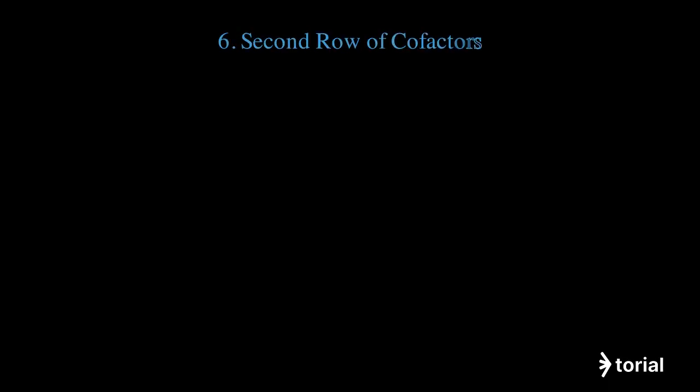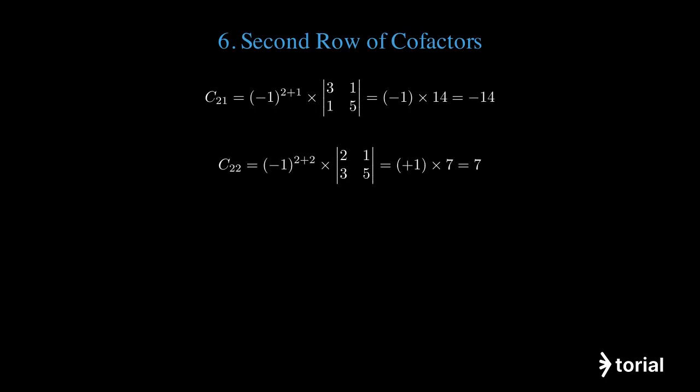Moving to the second row, we calculate C21, C22, and C23. C21 equals -1 times 14, giving -14. C22 equals +1 times 7, giving 7. C23 equals -1 times -7, giving +7.